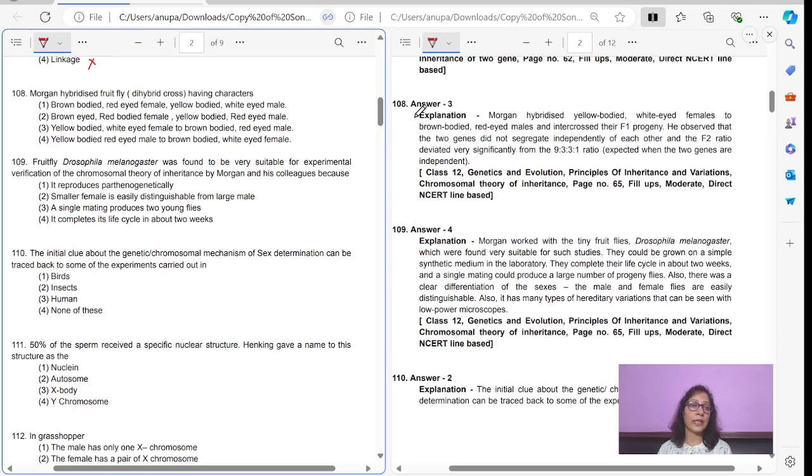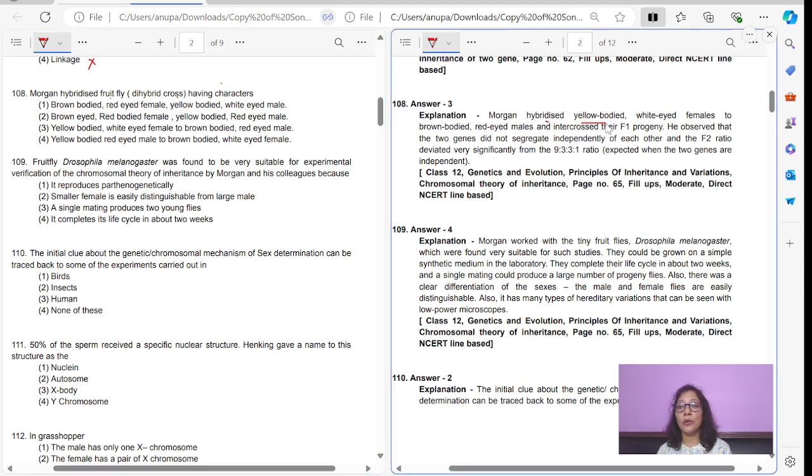Question number 108 states that Morgan hybridized fruit fly, that is dihybrid cross having characters. So what characters did the fruit fly have? Morgan hybridized yellow-bodied, white-eyed females to brown-bodied, red-eyed males and intercrossed their F1 progeny. He observed that two genes did not segregate independently of each other, and the F2 ratio deviated very significantly from 9:3:3:1.